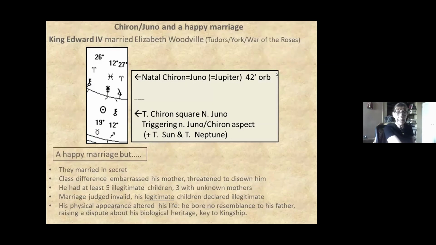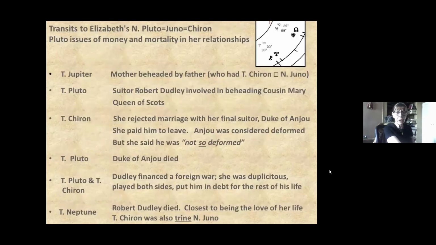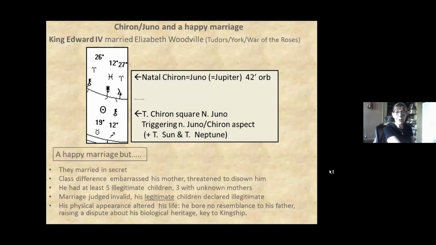Now here is a successful, happy love story with Juno Chiron. This is Edward IV, who had a happy marriage. In fact, this was the Tudors, the War of the Roses. They united England. They were a magical couple, really. He had natal Juno Chiron, and when they married, transiting Chiron was squaring natal Juno. So they were very happily married, but they married in secret.